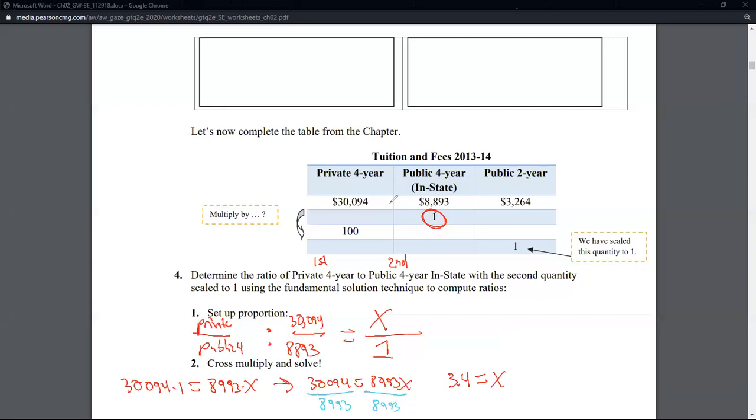Now, in the table, if I had done the drawing of the box, this is the box we would have drawn. And this would have been our x. Now you might say, well, Mr. Beckner, you didn't write the 30,000 over x equals 8893 over 1. You wrote it this way. That's because there's 8, arguably 16 ways to set up a proportion. Instead of going top over bottom, I went left over right with this idea. And that was because of my word choice.